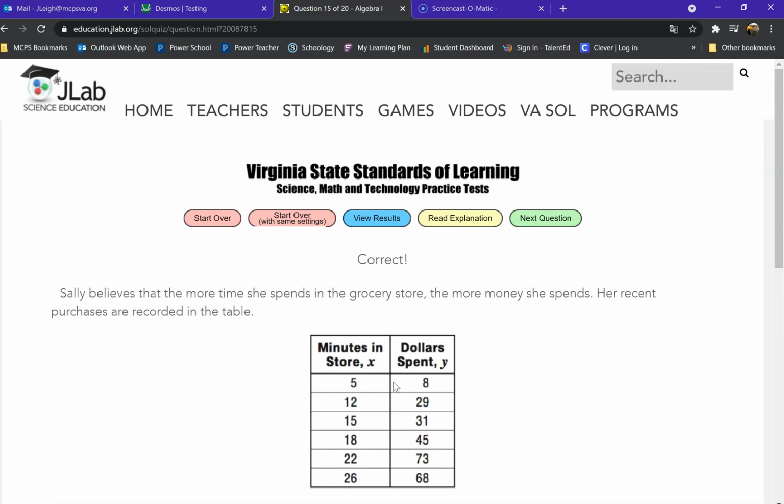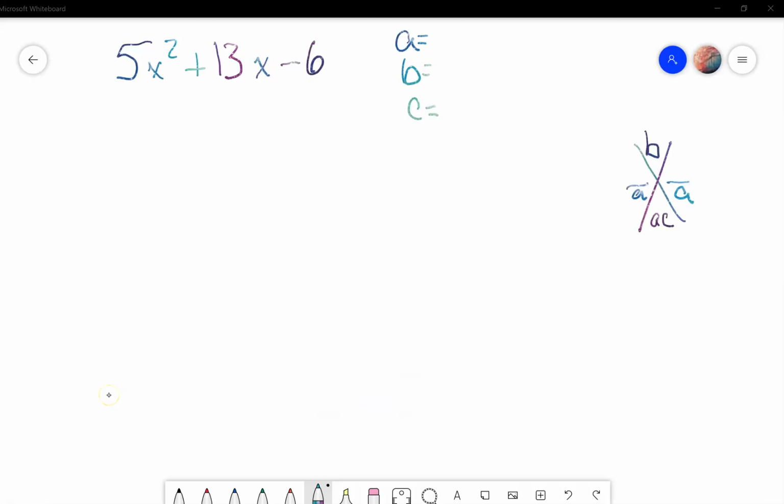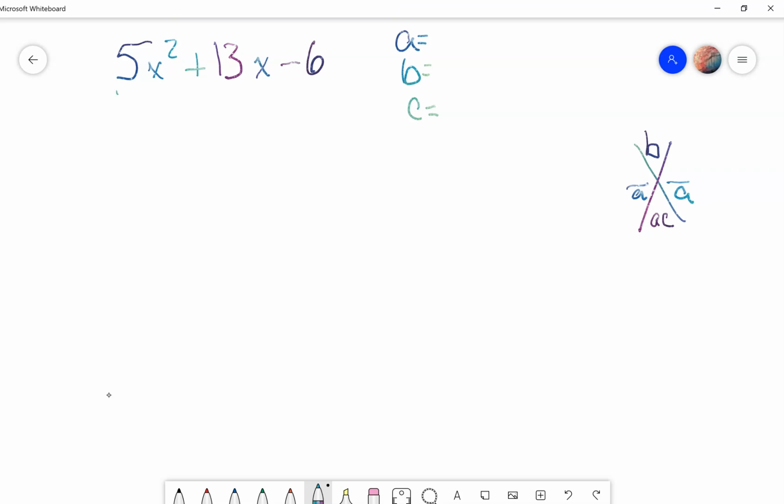Correct! Awesome. Alright, so in this problem we have to figure out what one of the factors of this equation are. So we're going to do something we did earlier. We're doing our little cross thing. So my A is going to be 5. B is 13, C is negative 6. And I wrote my formula down just to help me keep everything straight.